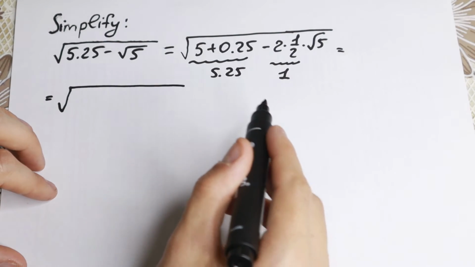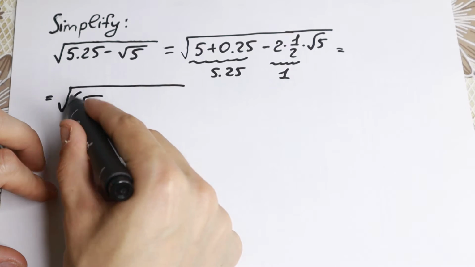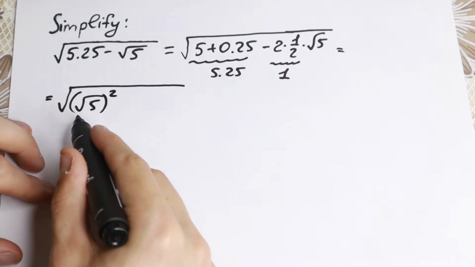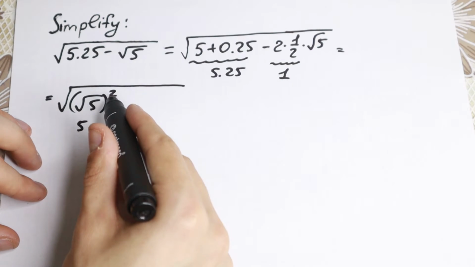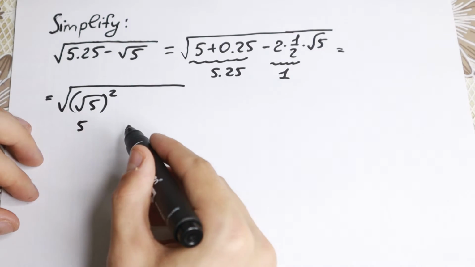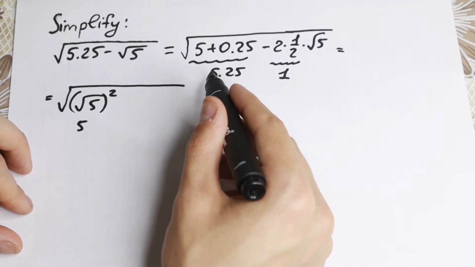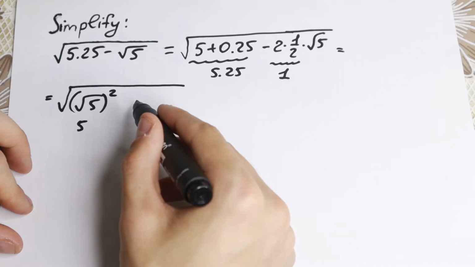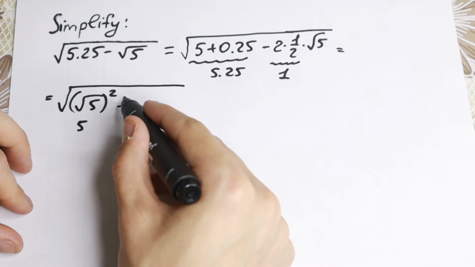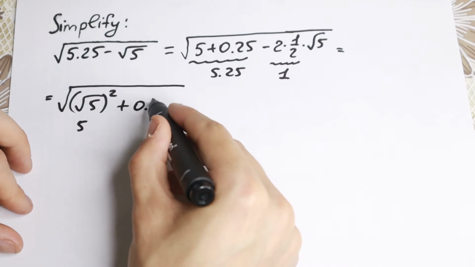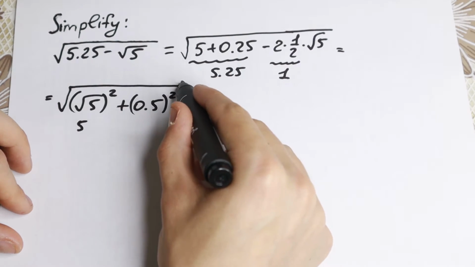Okay, let's go next. Take a look closely. Let's write this 5 as square root of 5 squared. We will have the same 5, so nothing changed, but I write it as a square. If you want to write it as a square, you need to write the square root sign. Okay, 0.25: we all know that 0.25 is 0.5 times 0.5, so we need to write it as plus 0.5 squared.